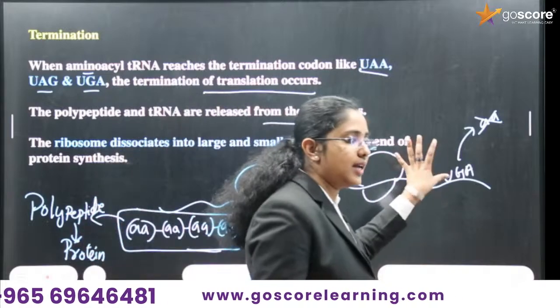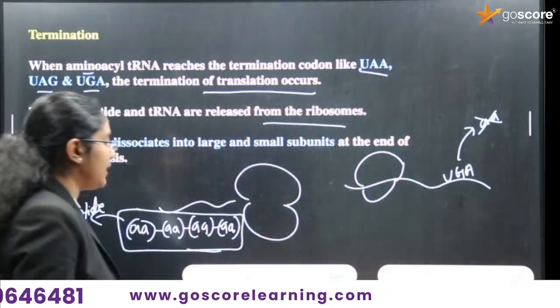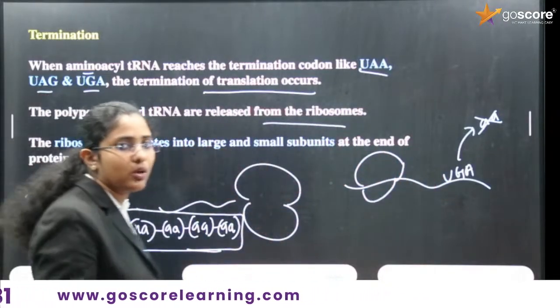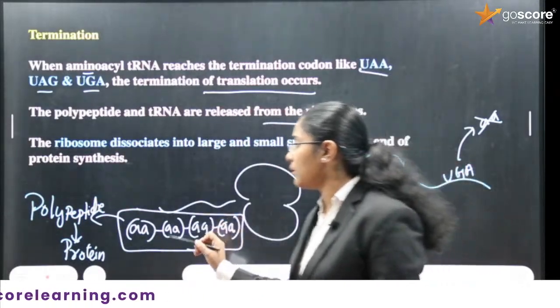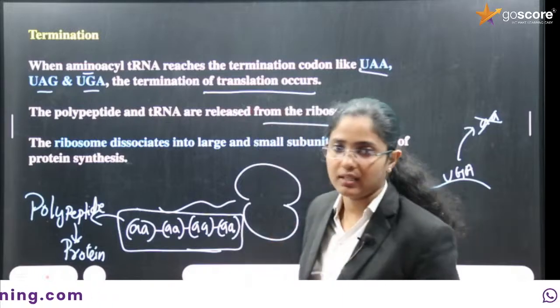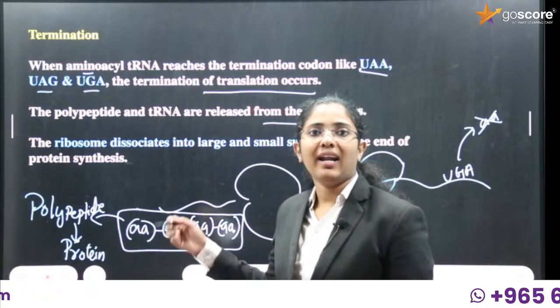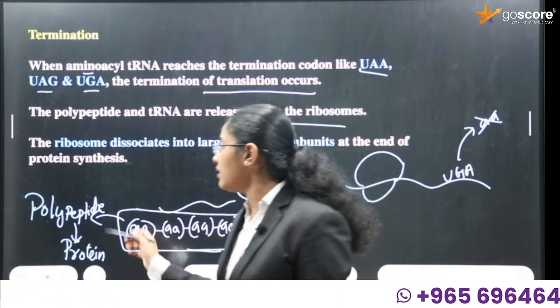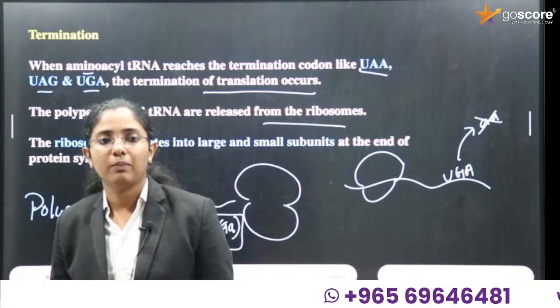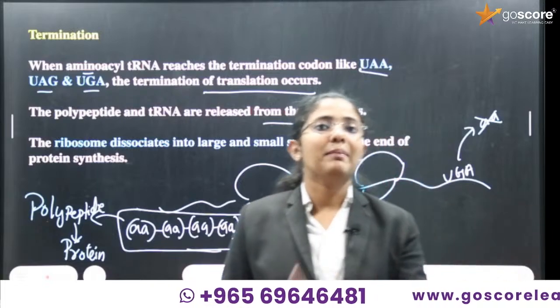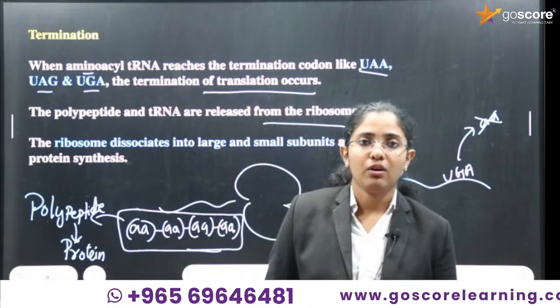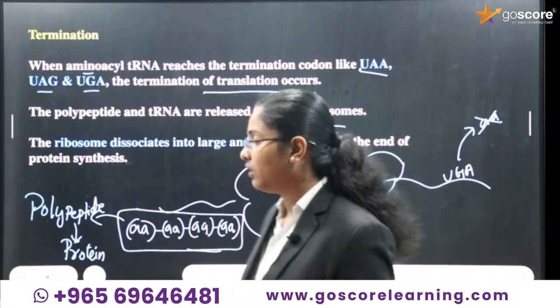Once the process is done, what happens? Everything detaches. The larger subunit detaches, the smaller subunit detaches, the mRNA detaches, and you will get a sequence of amino acids connected with peptide bonds, known as a polypeptide, and simply, this polypeptide is a protein. So from DNA you got mRNA, from mRNA you got protein. Got it, right?